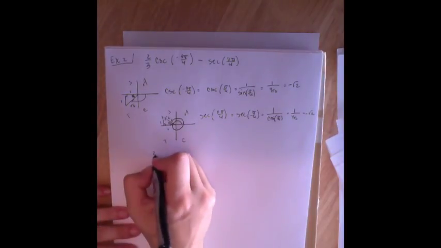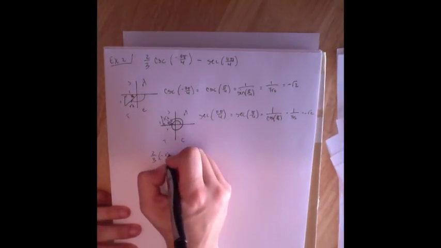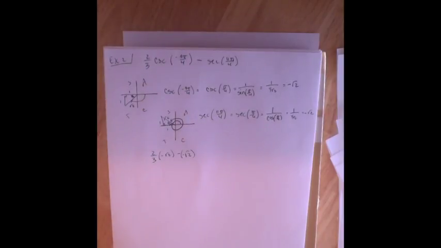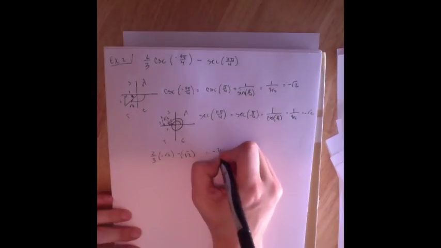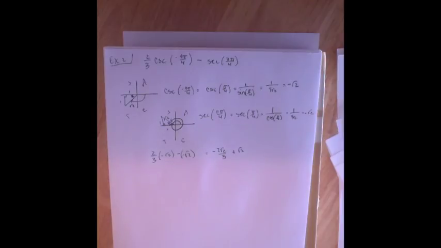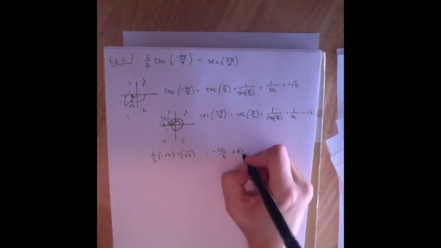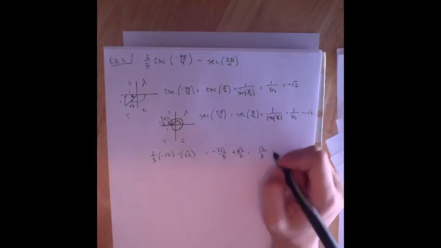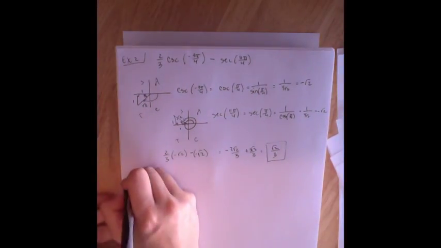So now we have 2/3 times negative root 2 minus a negative root 2. So this gives me negative 2 root 2 over 3 plus root 2, which we can write as 3 over 3, which gives me root 2 over 3. Okay, you need to be very familiar with degrees and radians. Let's do one more.